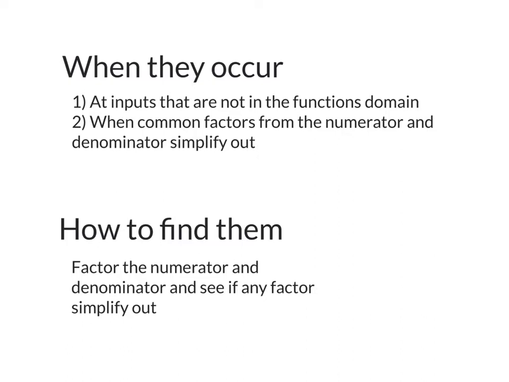But unlike vertical asymptotes, where you just need to find where the denominator is 0, there's a second stipulation to a point of discontinuity, and that is when common factors from the numerator and denominator simplify out. So how you find these holes is you need to factor the numerator and the denominator, and see if any of the factors cancel out. If they cancel out, then there's going to be a hole at that x value.